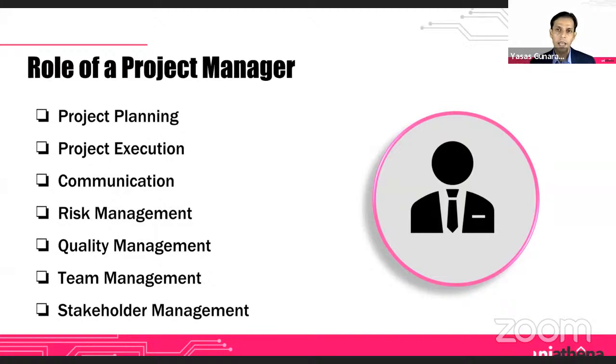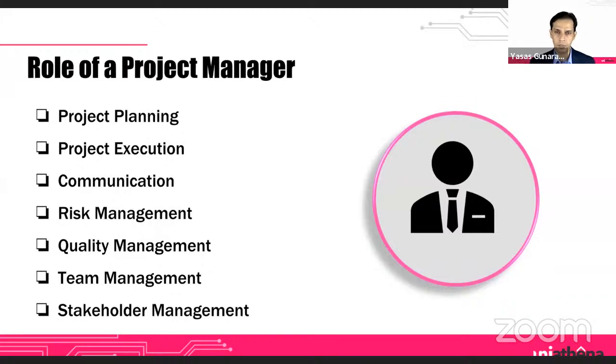And I must reiterate, you don't need to be a functional expert when it comes to a project. For example, if you're in a software engineering project, yes, it would be advantageous and good for you to have the software engineering background, but it is not a must. Same when it comes to construction or any other project that we are talking of.